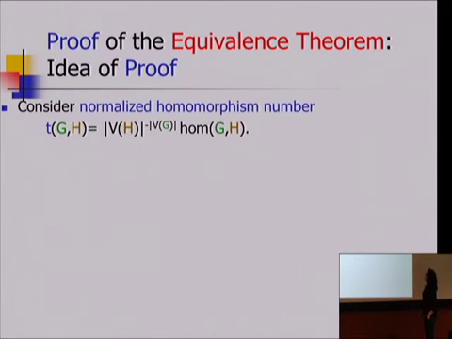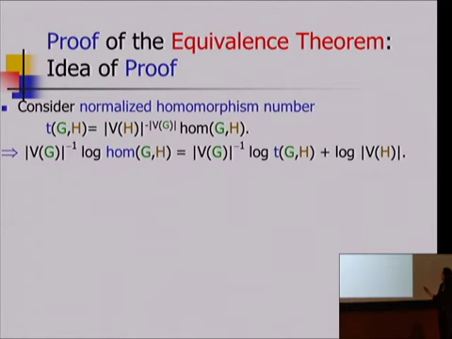Okay, so consider a normalized homomorphism number: the number of homomorphisms from G to H divided by V of H to the V of G. What I want to do is look at the log of this, so I take the log of both sides, and I divide through by V of G. And the limit of this is the free energy. So it's this thing that I want to study.